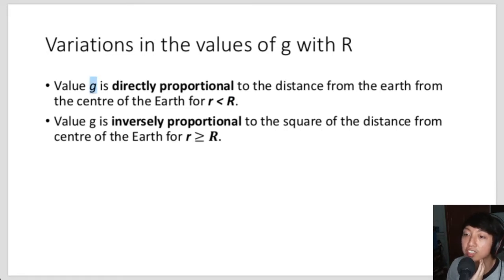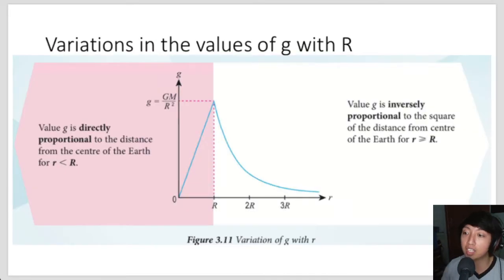Now, value G is directly proportional. I'll repeat. Value G is directly proportional to the distance from the center of the Earth, if small r equals big R. I'll explain later. Value G is inversely proportional to the square of the distance from the center of the Earth for small r equal or larger than big R. So if we were to look at a graph, it would look something like this.